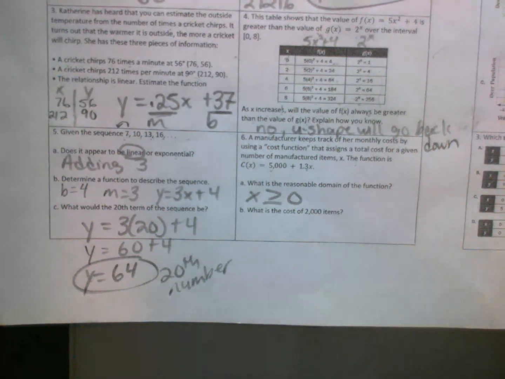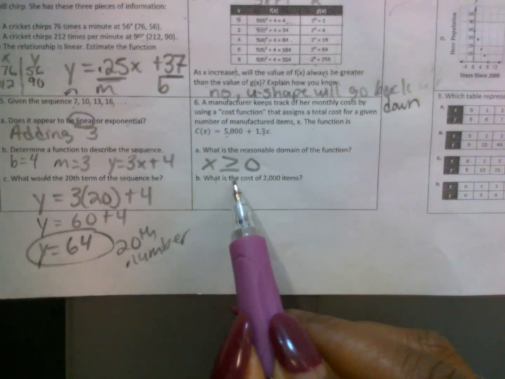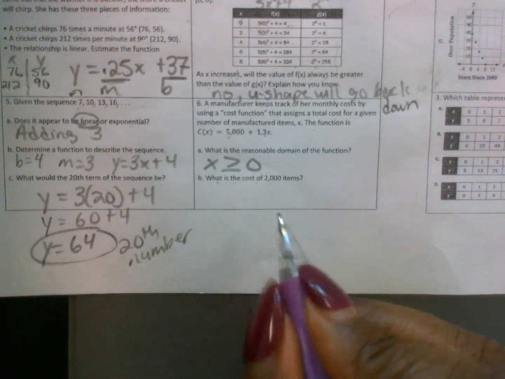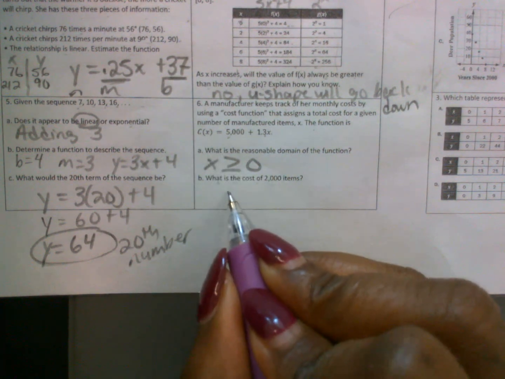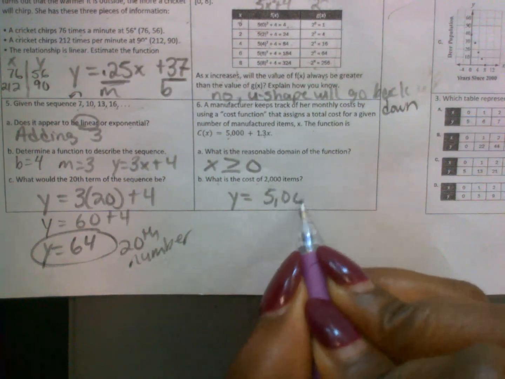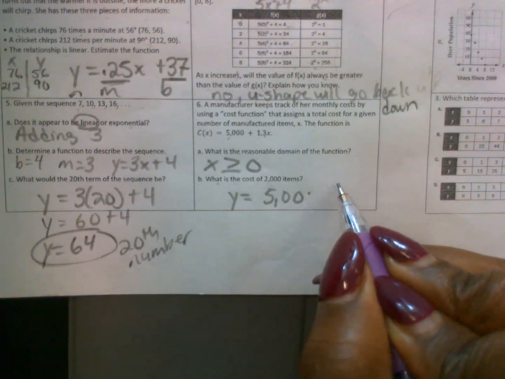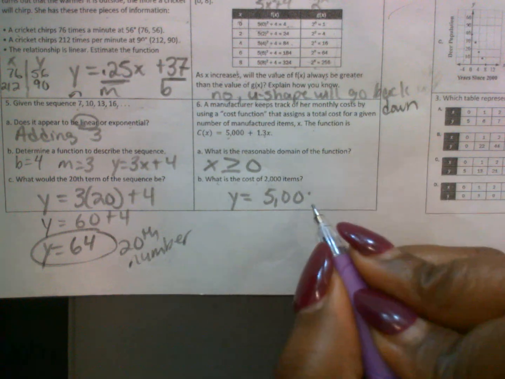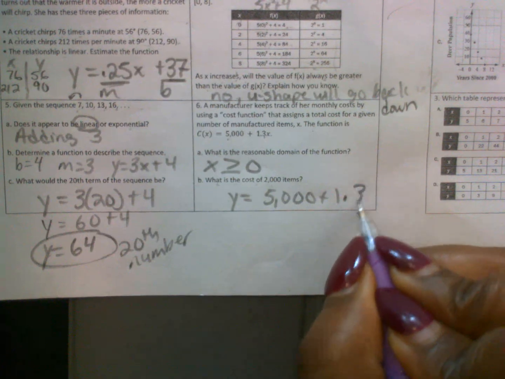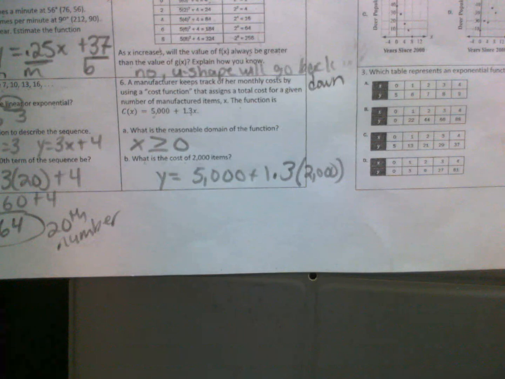Does that make sense? Did you plug in 2,000 for the next one? Let's see. What is the cost of 2,000? You're going to rewrite the equation, and you can plug in 2,000 for x. That is correct. If it gave us a cost and asked how many items, we plug it in for y and solve for x. But since it's telling us that this is that many items, then you're going to plug in 2,000 for x and solve. Does that make sense?